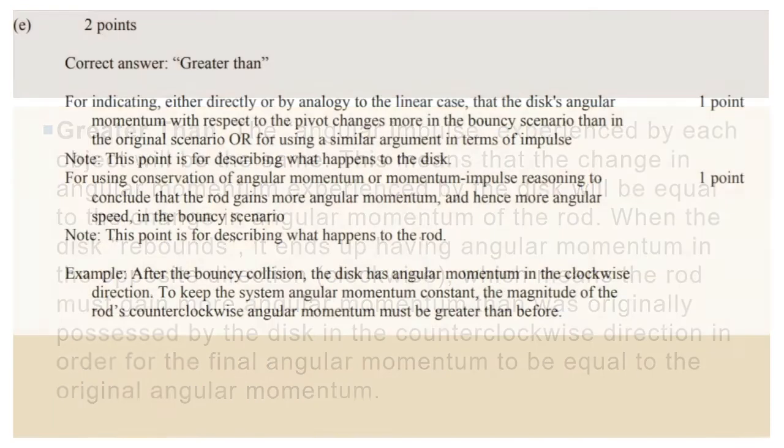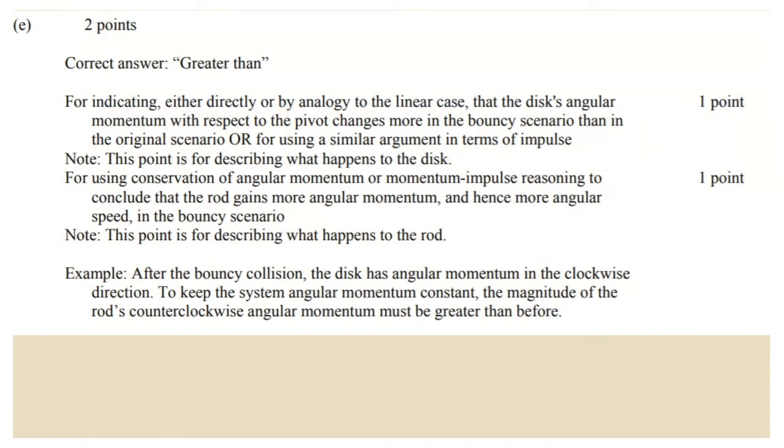All right, moving on to the scoring guide here. Notice they gave you 1 point for indicating the correct answer is greater than. They gave you 1 point for indicating, either directly or by analogy to the linear case, that the disk's angular momentum with respect to the pivot point changes more in the bouncy scenario than in the original scenario, or for using a similar argument in terms of impulse.